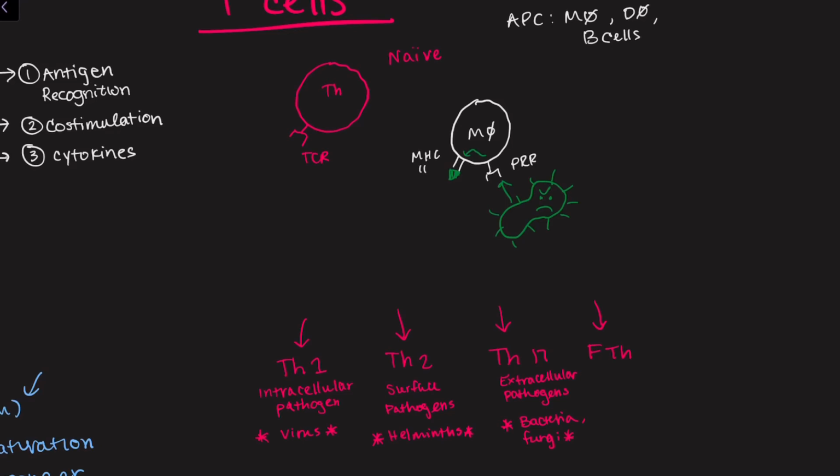And now our T helper cell can go on to recognize that antigen, because T helper cells can only recognize antigen in the presence of MHC2. They can't recognize it in the context of the direct pathogen. They wouldn't be able to do that, like macrophages, dendritic cells, and B cells can. So they recognize it through MHC2 on the macrophage. And then we need our co-stimulation. So this would be signal 1, which is antigen recognition, but now we need co-stimulation.